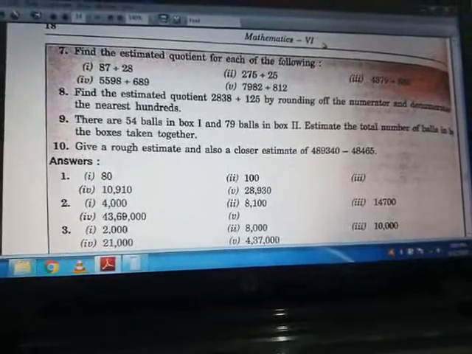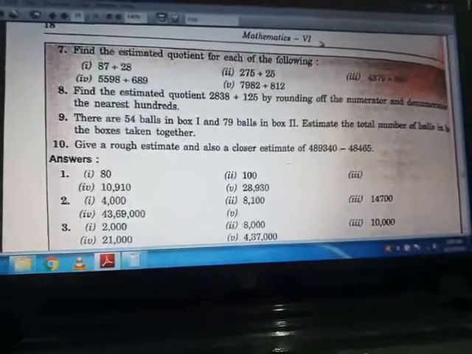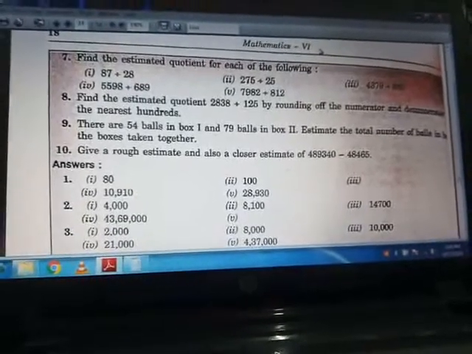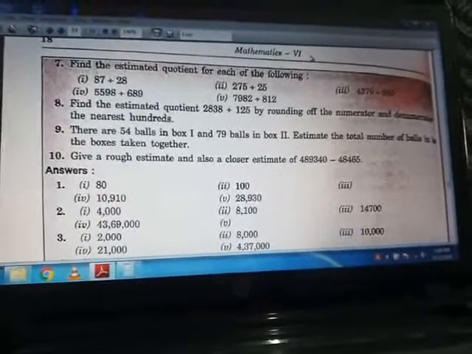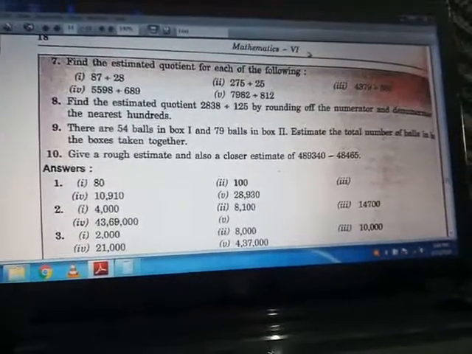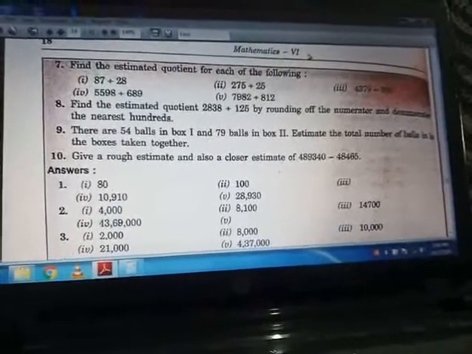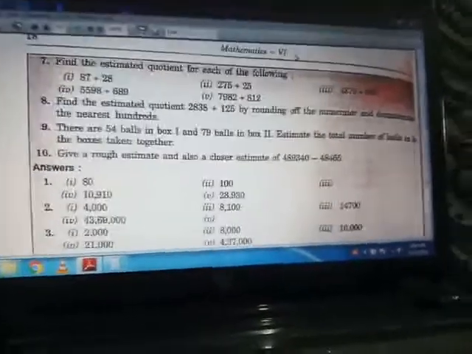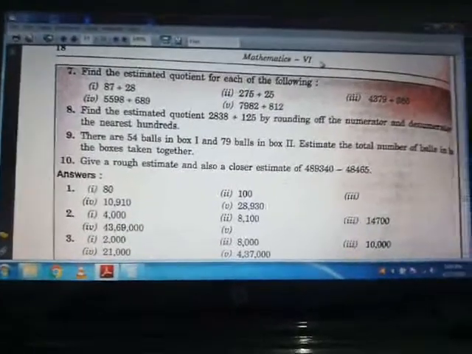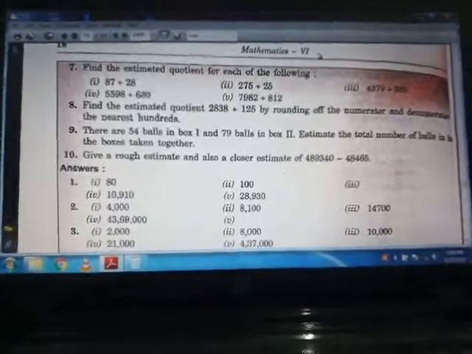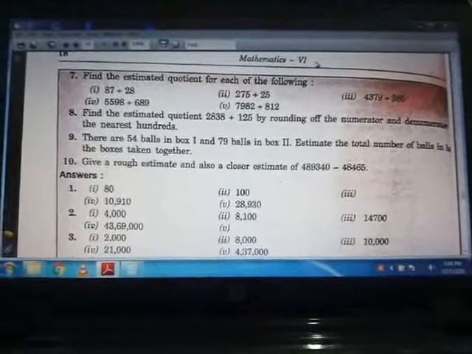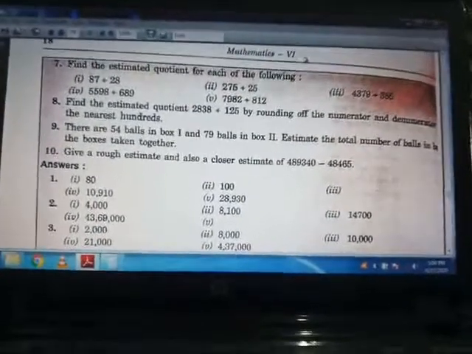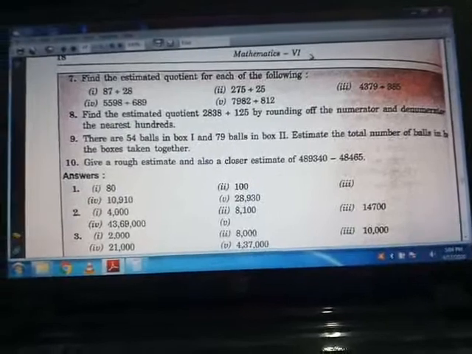Now moving ahead to the next question. Our next question is: find the estimated quotient when 2838 is divided by 125, by rounding off the numerator and denominator to the nearest hundred. So we have to turn these two numbers to their nearest hundred, and then we will find the quotient.